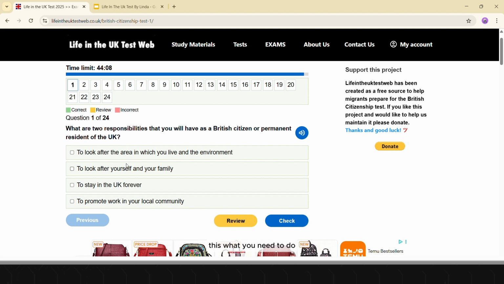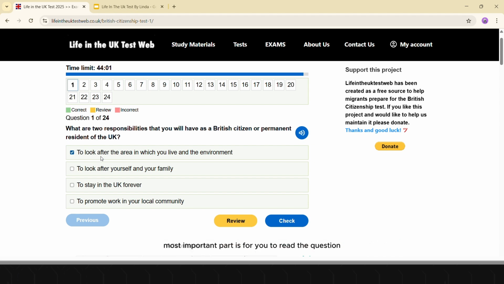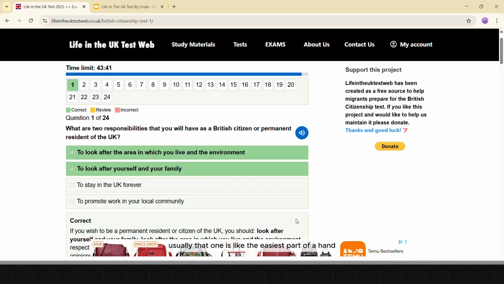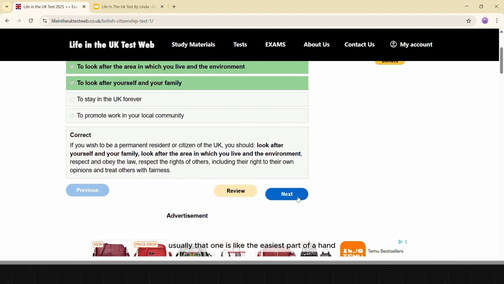This is what you need to do. I'm not going to go through everything bit by bit, but just follow me. The most important part is for you to read the question. There are some history and geography questions that I don't actually like, because I hate history and geography. Now imagine what it feels like to actually do this live in the UK test. Most of this is common sense, so just look after yourself. Usually that is the easiest part.